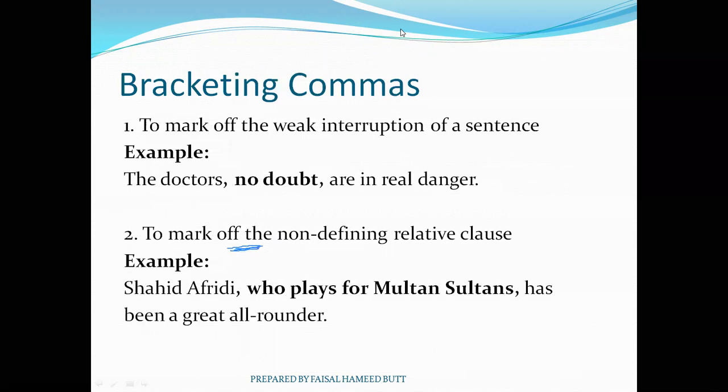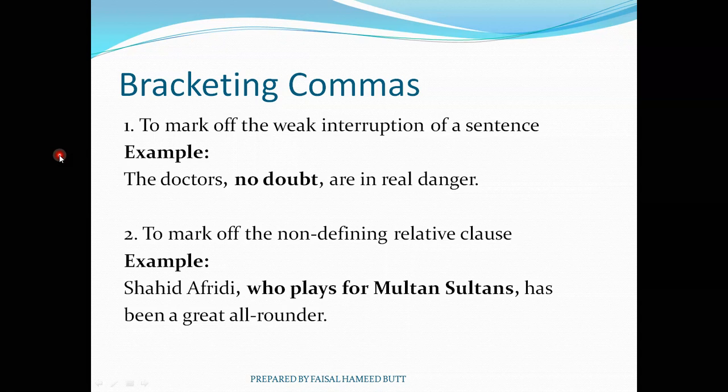Last one is bracketing commas. Why? Because bracketing commas are used in pair, right? Bracketing commas can come in the middle. They can come in the start. They can come in the end too. But when they come in the middle, they will be used in pair. In the beginning, obviously, there will be one comma, and at the end, it will be also one comma.